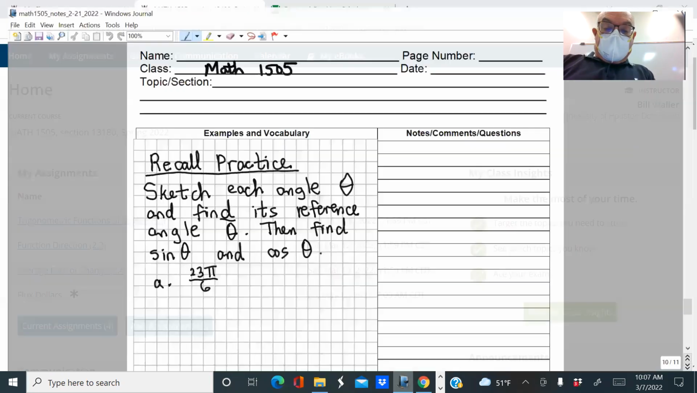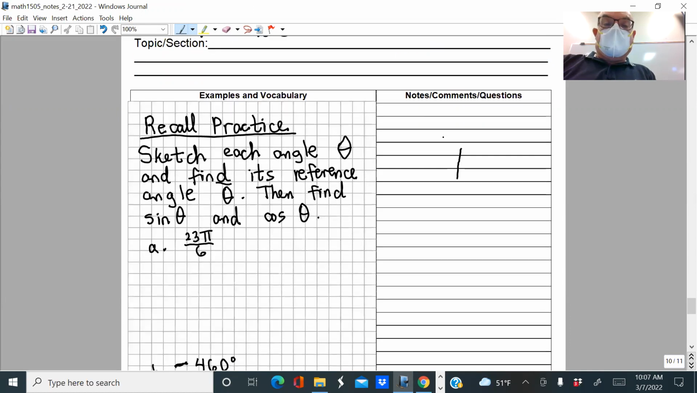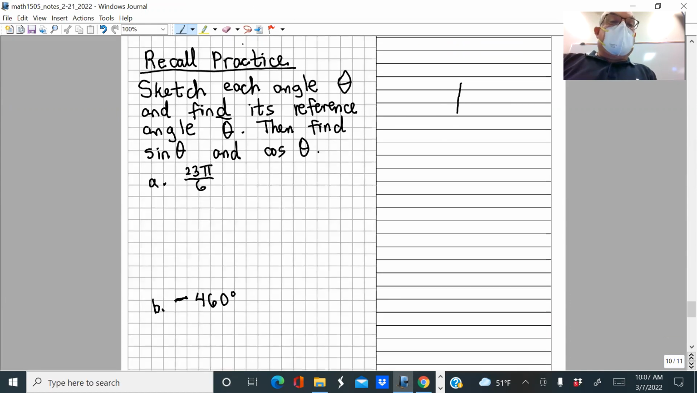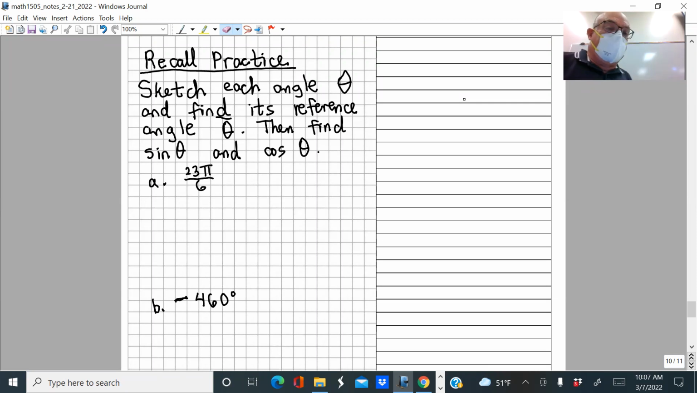So speaking of reference angles, I have some recall for you. I have two angles here. I want you to try sketching these angles. I don't have any more graph paper, so you'll have to do this in your notes. Try sketching these angles, just a rough sketch of the angle, right? And then I want you to find the reference angle that's associated with that angle.